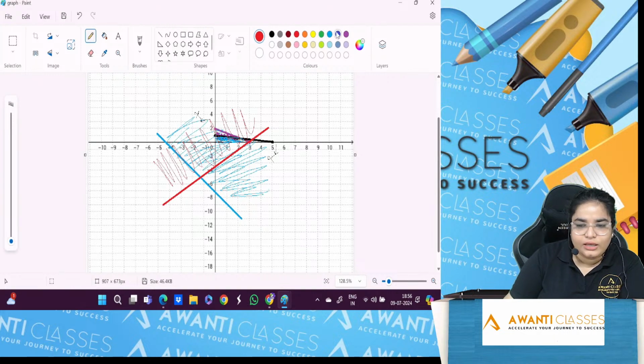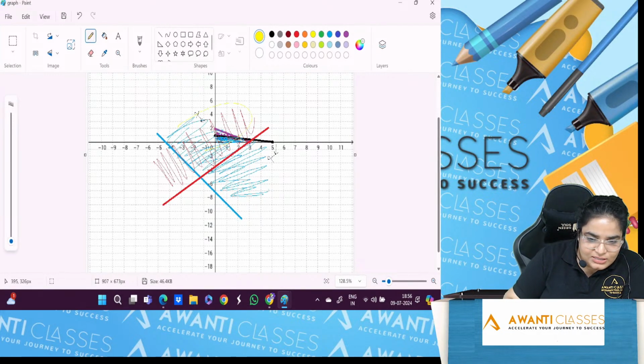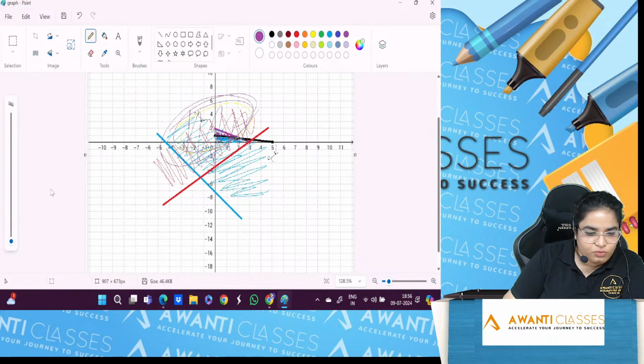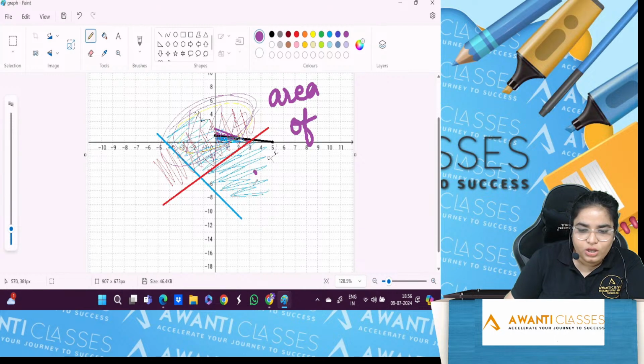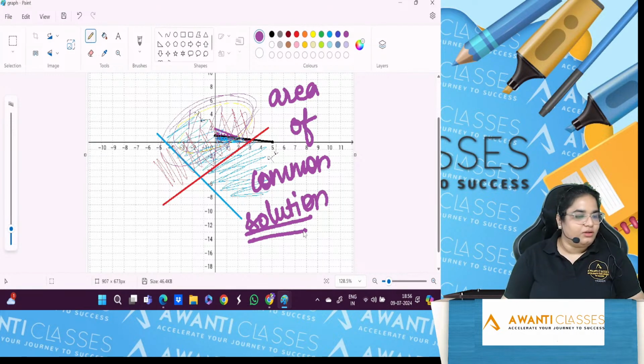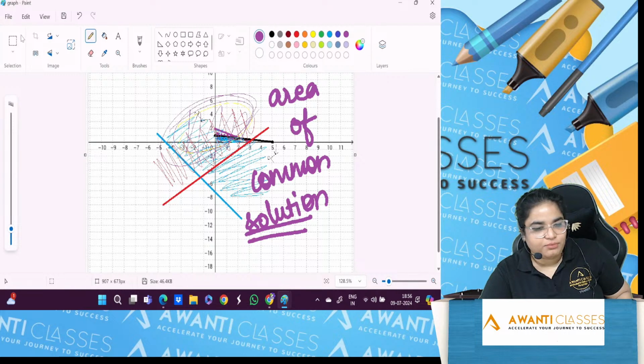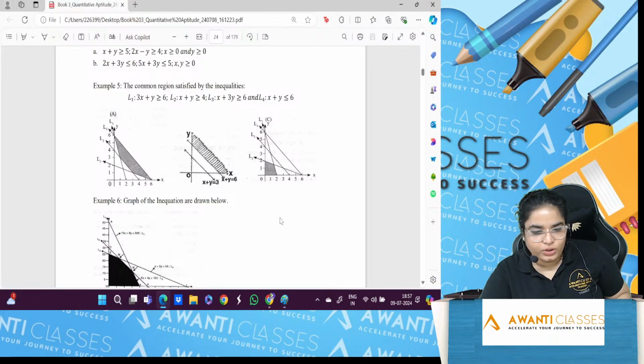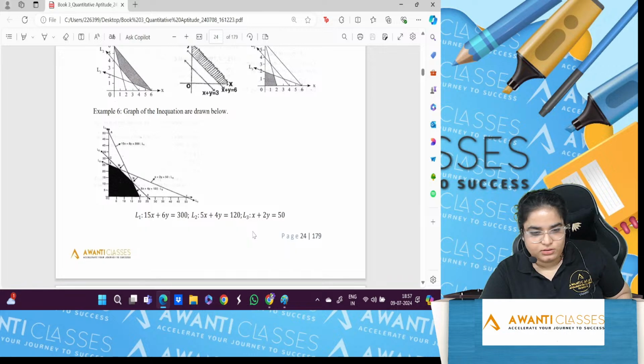Whatever area, in scenarios like this, is the common area, where both the inequalities are being shaded, this is known as the area of common solution. That's all. It is very, very simple. That is it.